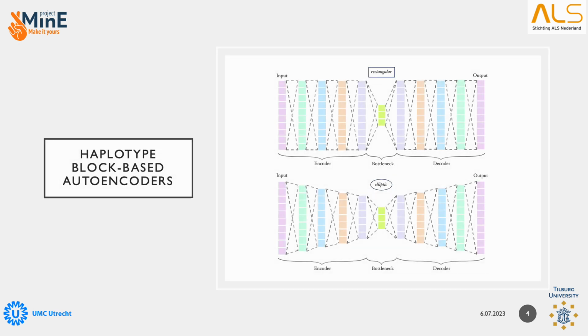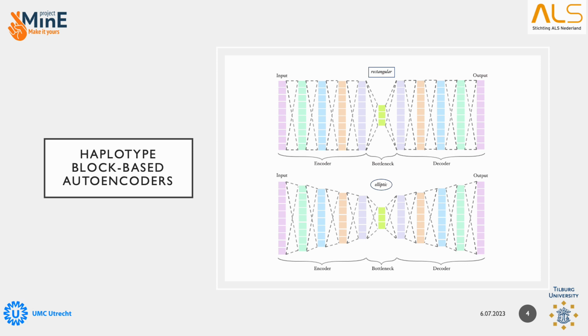Autoencoders are self-supervised neural networks which can compress and encode data in a low-dimensional bottleneck while learning to reconstruct the input data. The encoder compresses the input data into the bottleneck layer. Then, the decoder uses this compressed data to reconstruct the input data in the output layer.